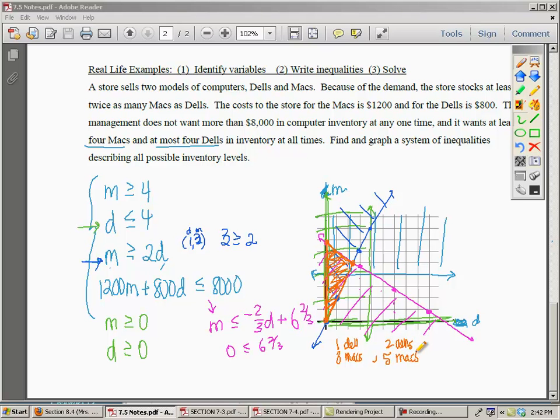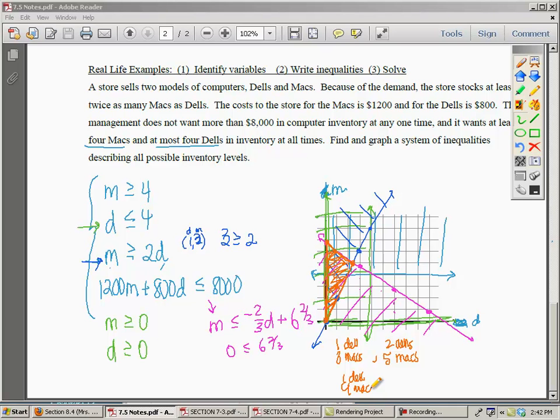And this is the kind of idea. I could pick points in here. I could have 1 Dell and 2, 3, 4 Macs, or 5 Macs, or 6 Macs. It's about looking at this and asking what the possibilities are.